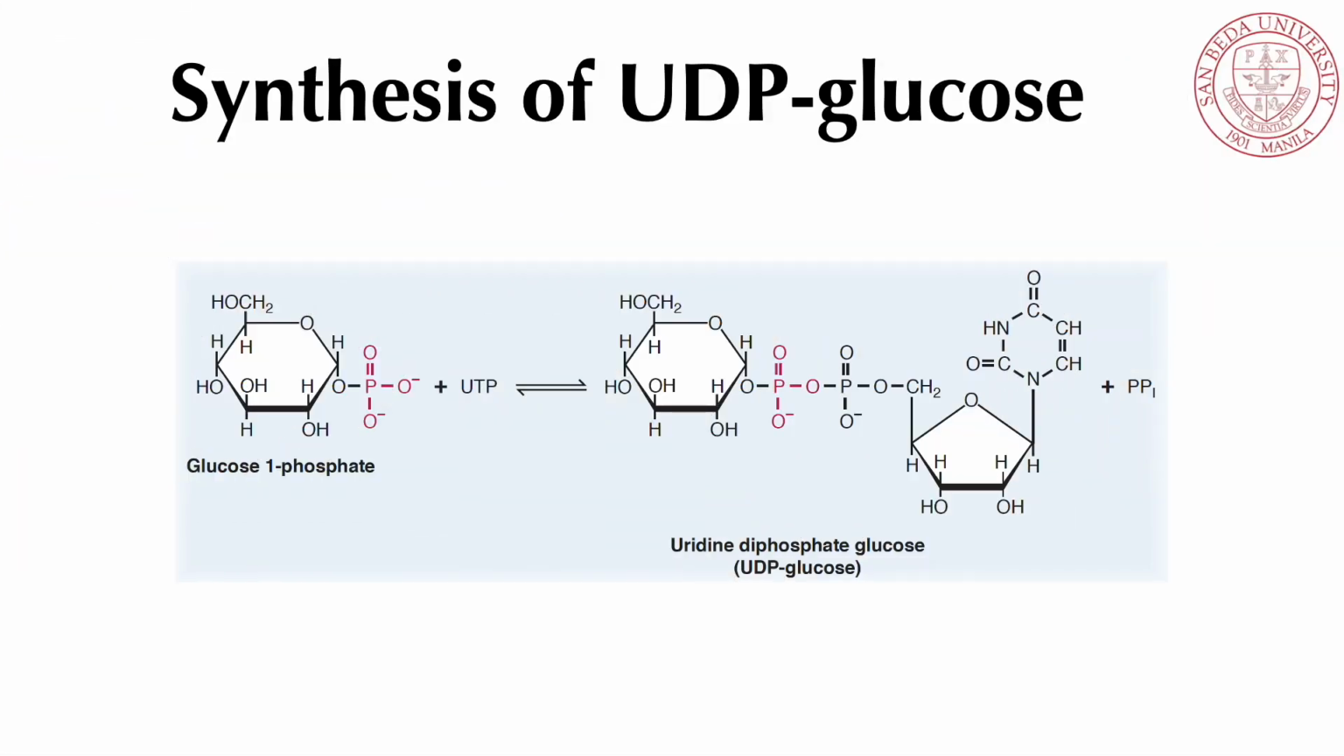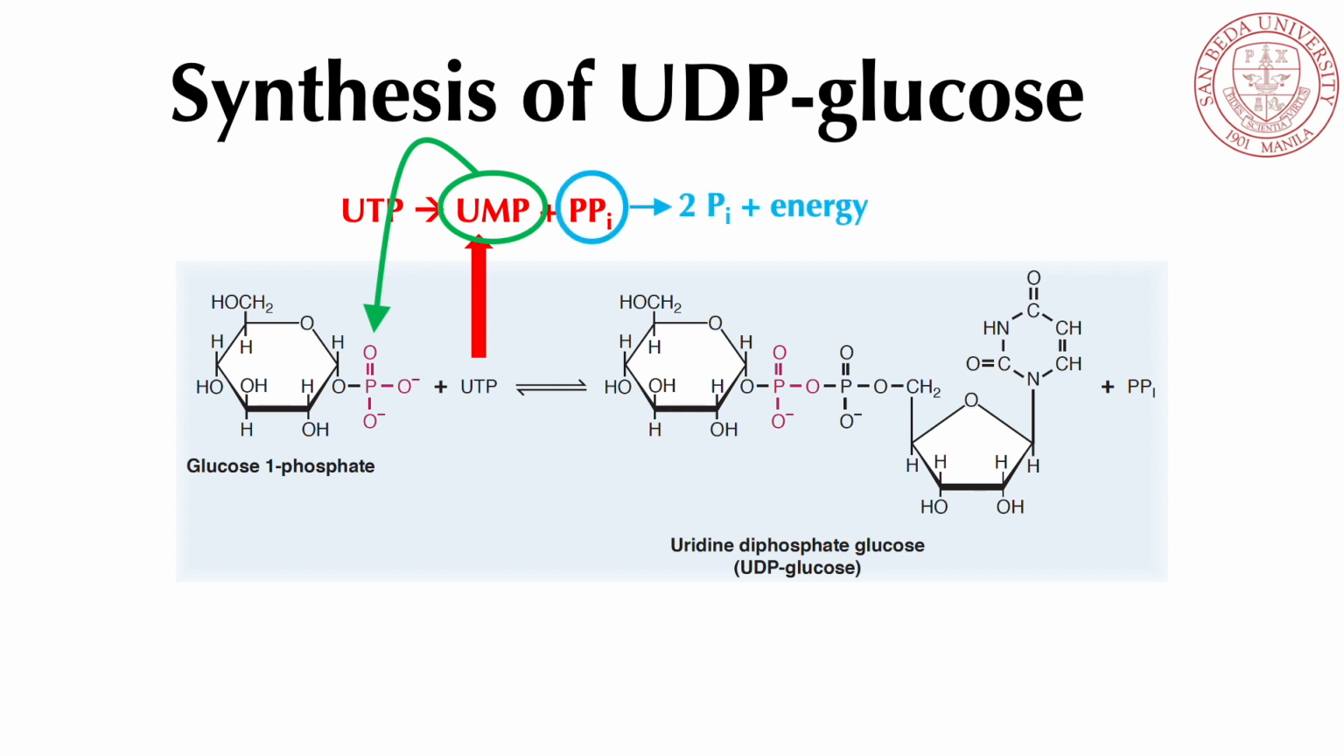UDP glucose is formed from the cleavage of UTP to UMP and pyrophosphate. The phosphate of the UMP molecule then forms a phosphoanhydride bond with the phosphate of glucose 1-phosphate. The energy source for this bond formation is the cleavage of the pyrophosphate molecule.